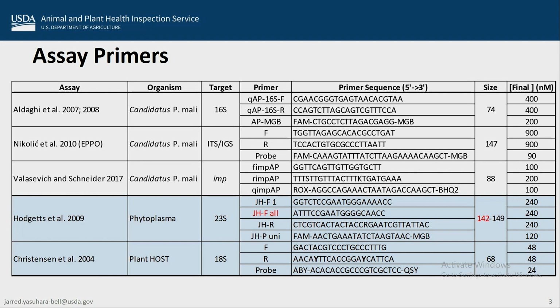Currently, our screening assay is a general universal phytoplasma assay. It's a duplex of a 23S assay by Hodgetts et al., and we duplex it with an 18S internal plant host control from Christensen, so that is our standard universal detection assay. So I duplexed the IMP with the same 18S internal plant control, optimized it, and then did a comparison with our current screening assay.